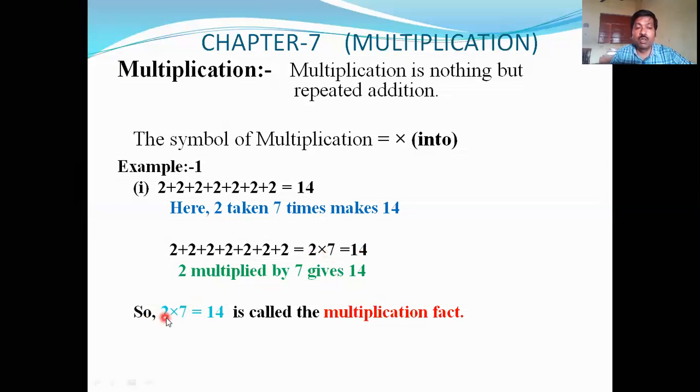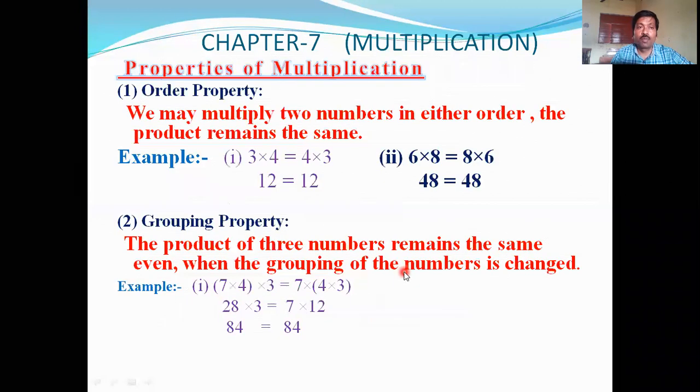This is also called a multiplication fact. 2 into 7 is equal to 14. Now, properties of multiplication.